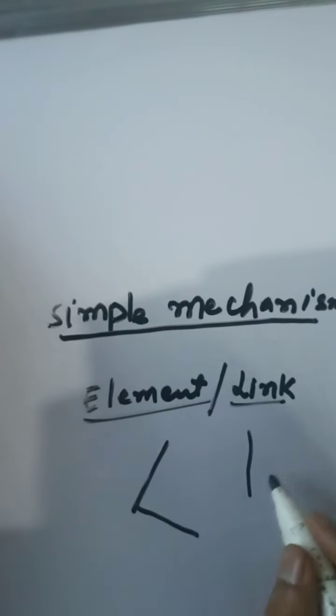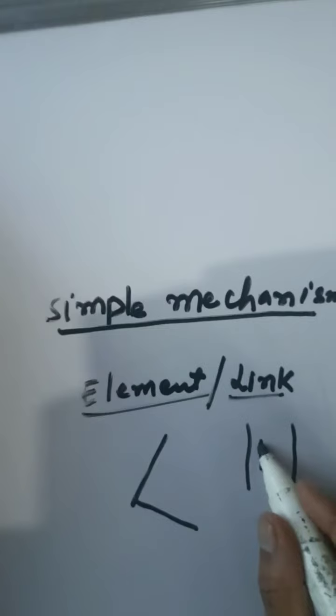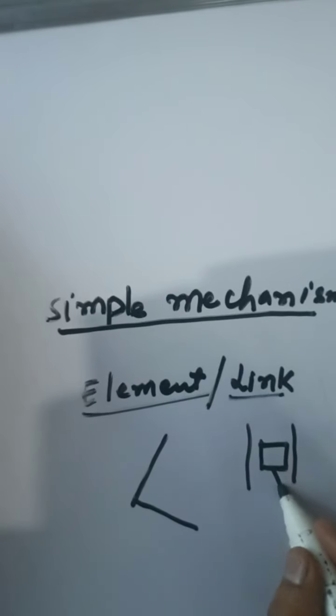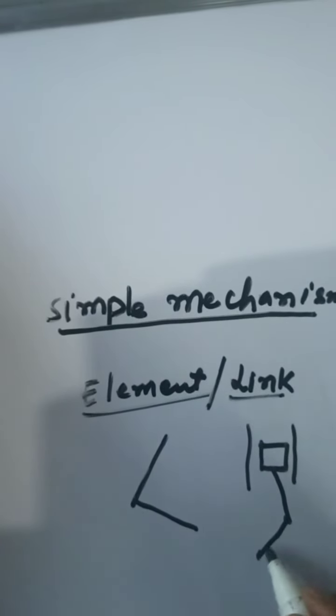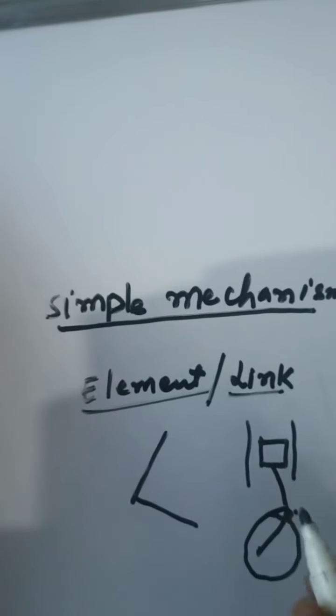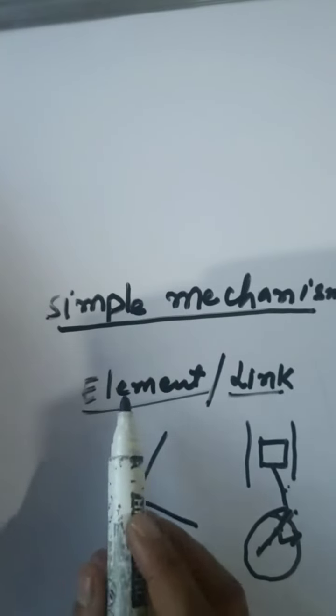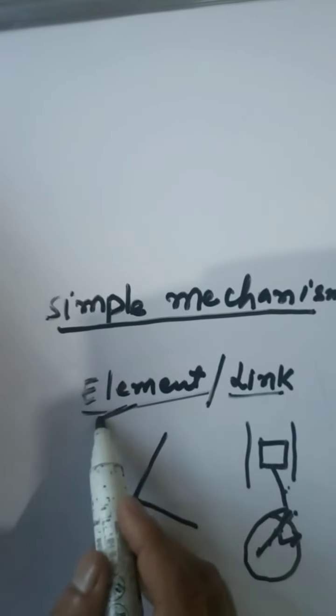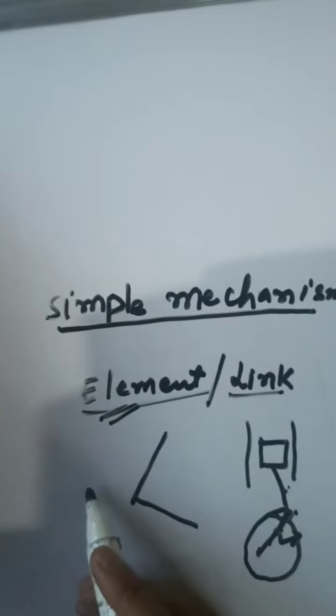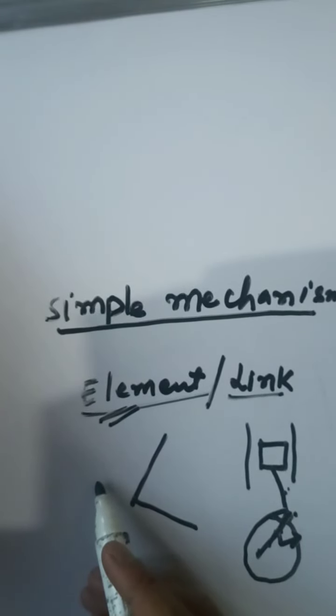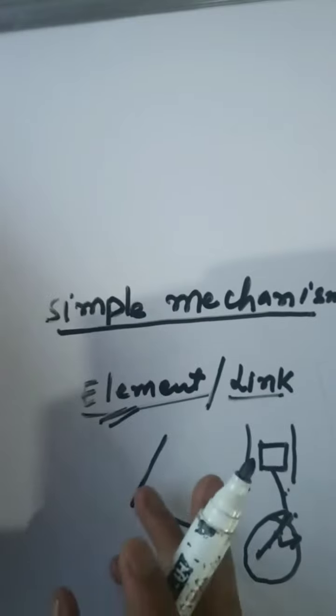For example, if I say here is a cylinder, here is a piston, okay, then here comes the crank. So this crank becomes one link because it is a member, it's an element, because it possesses a relative motion with respect to the another. So these both are the links. So element is actually a member that possesses some relative motion. Okay guys, it's also called a kinematic link.